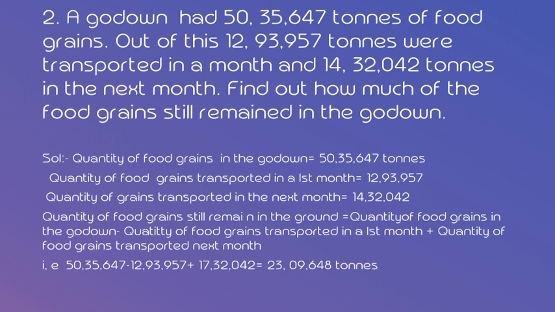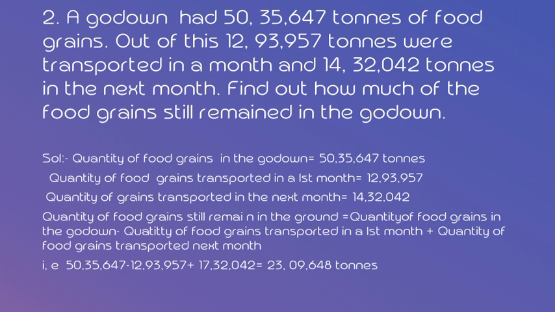So we'll do it this way. Quantity of food grains still remaining in the godown. Please correct it, it is not ground, it is godown. So quantity of food grains still remained in the godown equals quantity of food grains in the godown, minus quantity of food grains transported in the first month plus quantity of food grains transported in the next month.